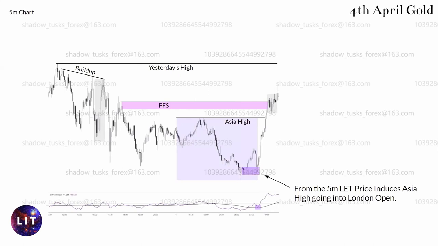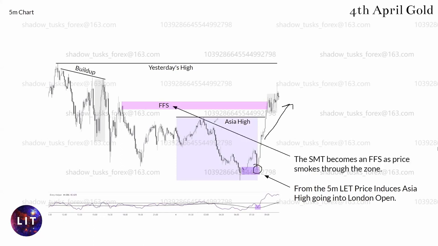So what we can currently see is indeed price does continue bullish, as we did mention, likely from the 5M let down here. So what happens is the smart money trap does indeed cause a FFS in this case. As you can see, it did smoke through the zone over here, didn't give a reaction. Unfortunately, London did give a not so volatile reaction. It kind of stayed within the range of this smart money trap zone, likely inducing smart money traders to take sells. They get probably mad and then want to take more sells.